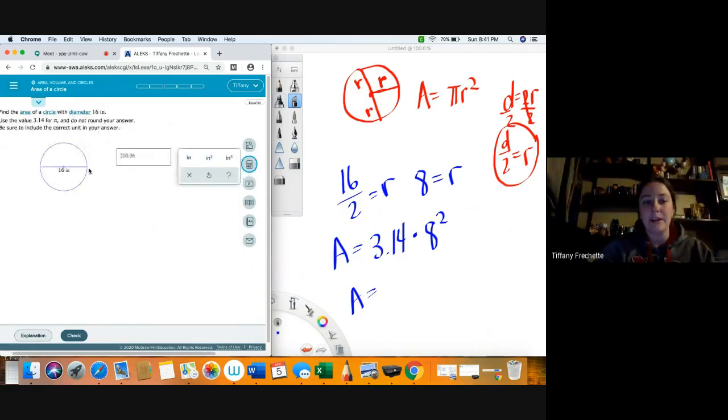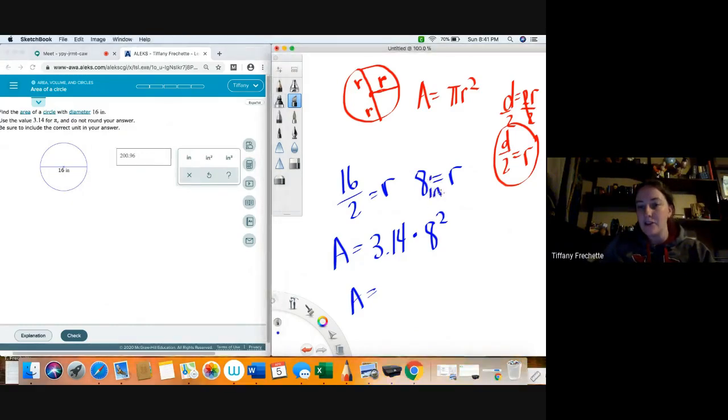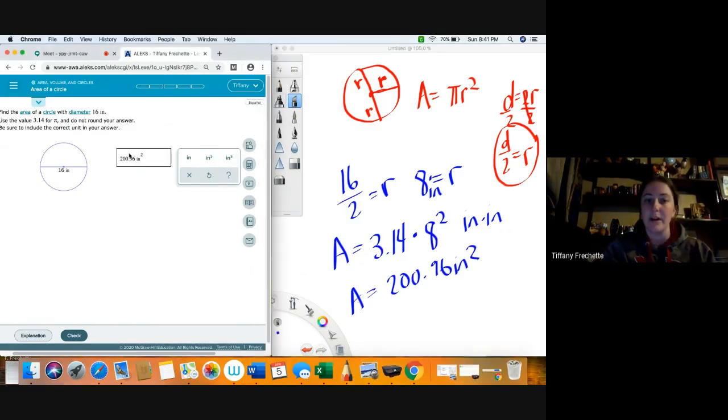So remember, we did inches. This is still 8 inches for the radius. So this is like inches times inches. So we have 200.96 inches squared, because we don't write inches times inches. We write inches squared. That, again, really quickly tells us it's an area measurement, not a length. Cubed is when we get to volume.